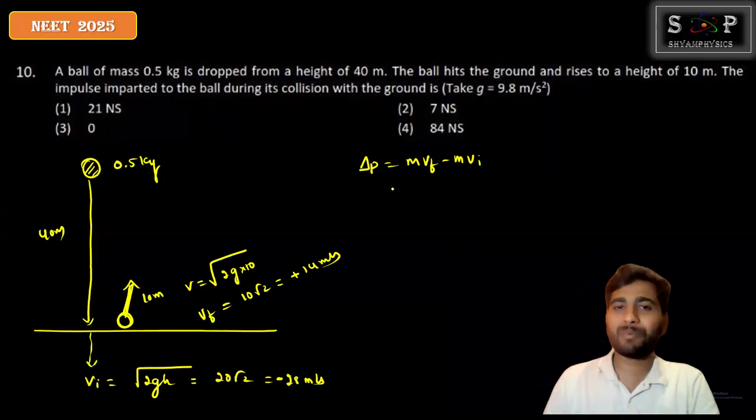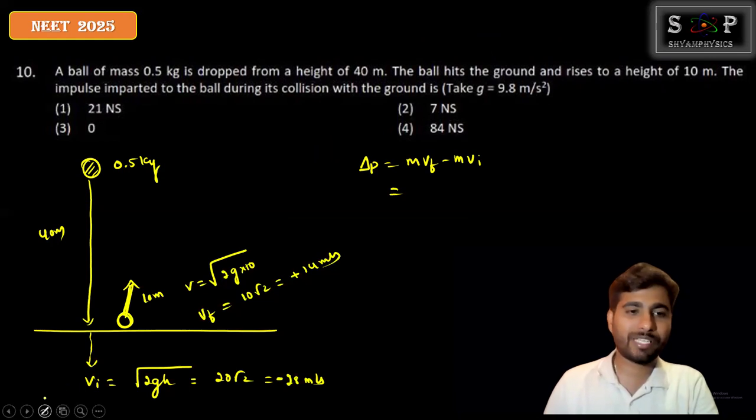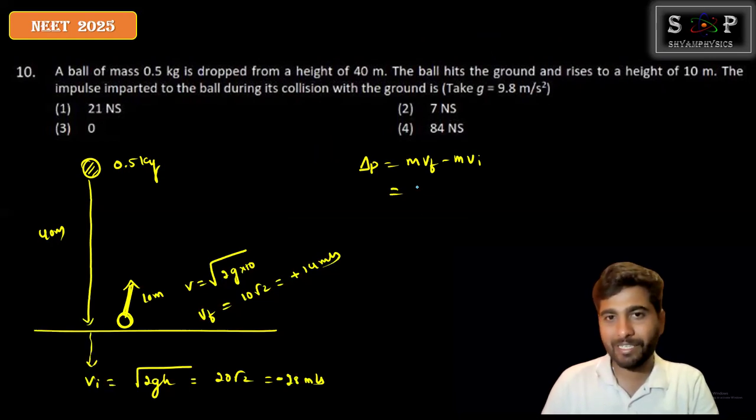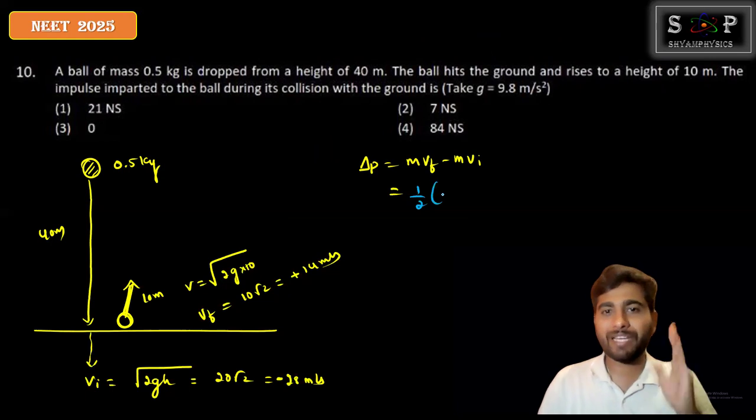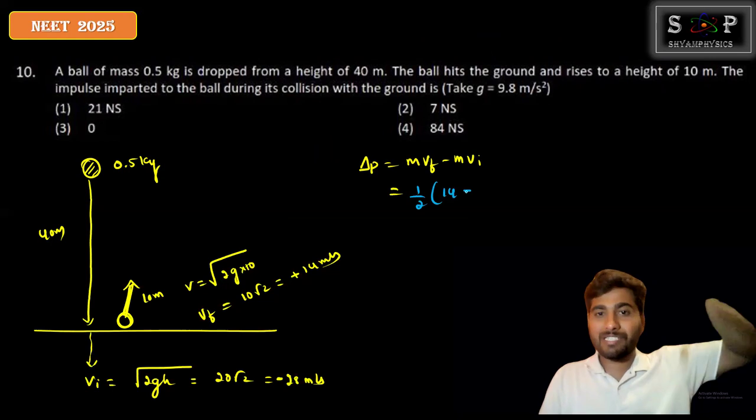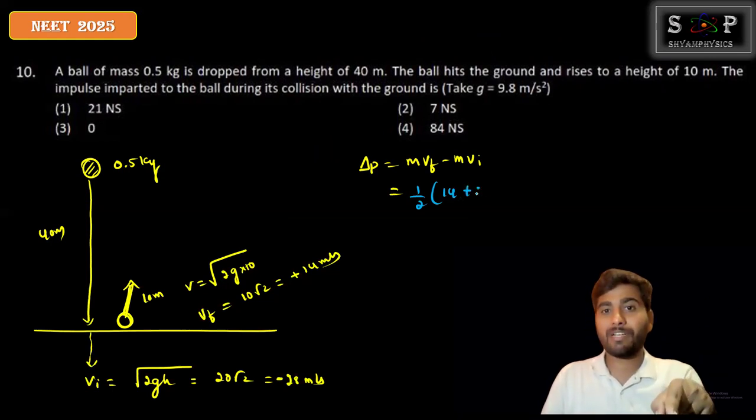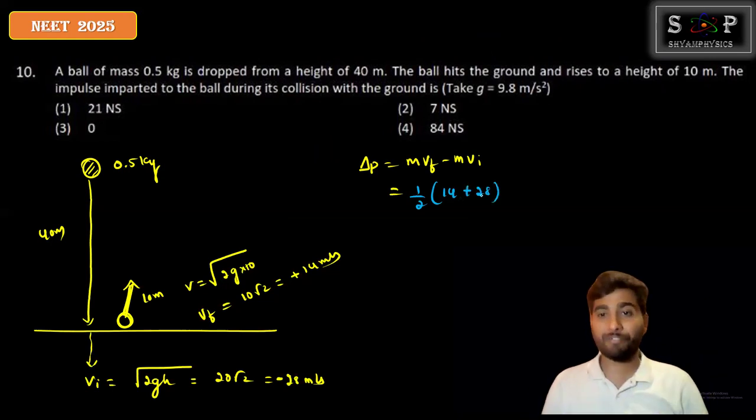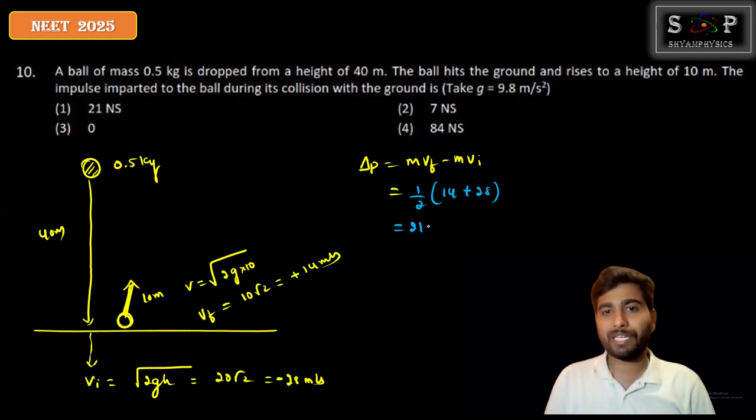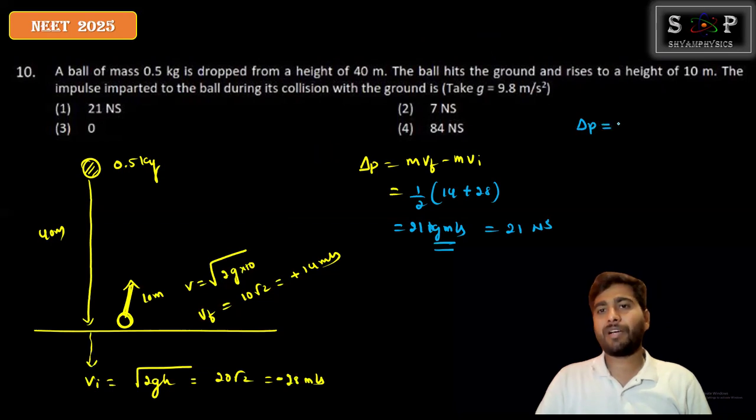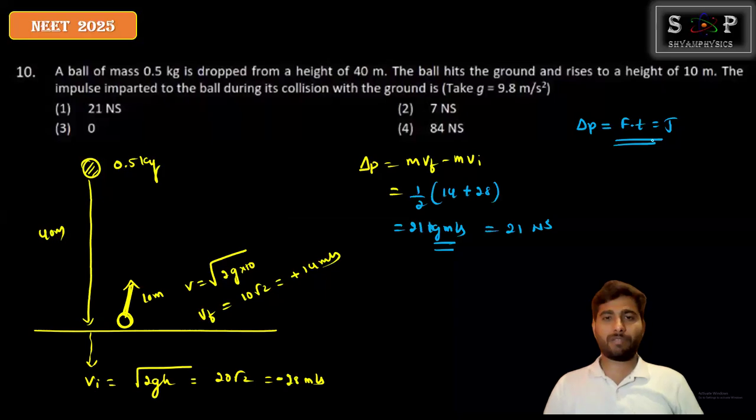Now we'll put in the values. Take m as common from both. The m value is 0.5 kg, nothing but 1 by 2. V final is in the upward direction, 14, minus V initial, which is downward so negative, plus 28. Adding these you get 42 by 2, which is 21 kg meter per second. Or you can write 21 Newton second, because change in momentum equals impulse, that is force into time. Both are the same. Option 1.